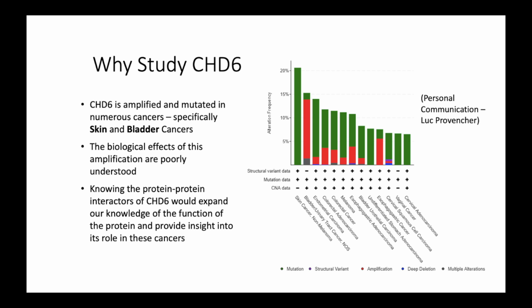Knowing the protein-protein interactors of CHD6 is vitally important in the study of cancer and cancer formation. Chromatin remodeling enzymes need interacting partners to direct them to certain DNA sequences, as well as interacting partners that control their enzymatic activity either through direct interactions or post-translational modifications. Validating these potential interactors would expand our knowledge on the function of CHD6 and provide insight into its role in the formations of these cancers and DNA repair pathways.